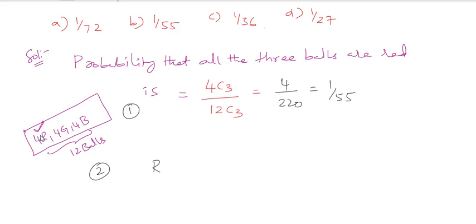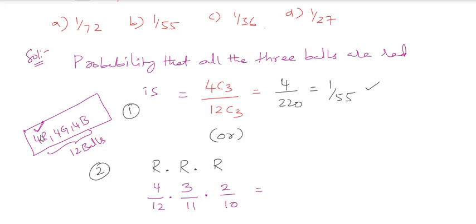Or else you can go with the other approach: 3 balls they pulled out, and all 3 balls must be red, they are asking. Total 4 red balls are there out of 12 balls. So 4 divided by 12, and 1 ball I kept outside. Then the remaining will be 3 divided by 11. Then the remaining will be 2 divided by 10.